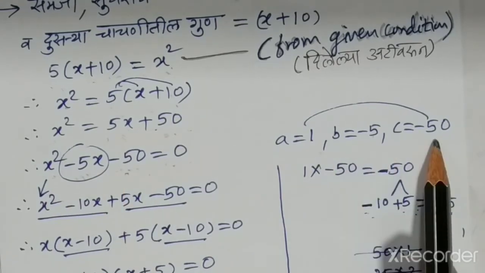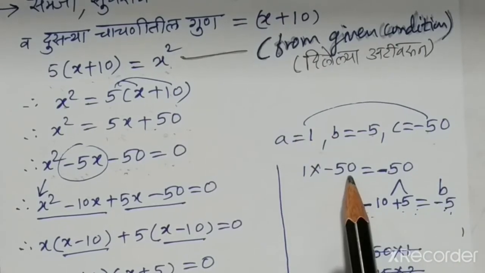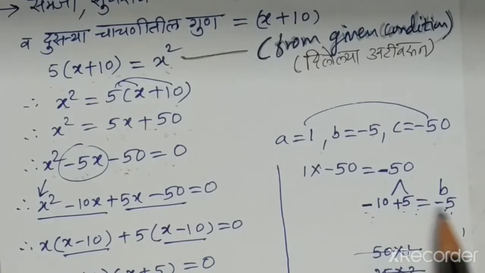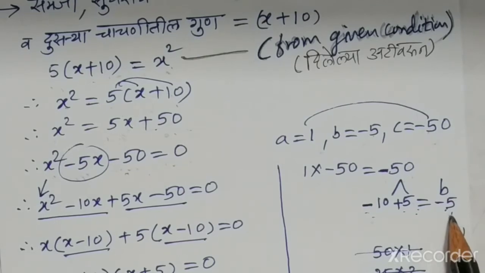So these are the values. Take the product of a and c. A is 1 and c is minus 50, so minus 50. We have to find the factors such that their addition or subtraction is minus 5. So b is minus 5 here.